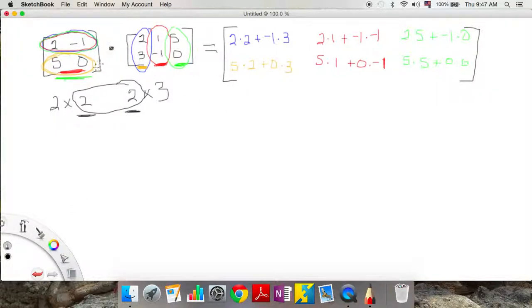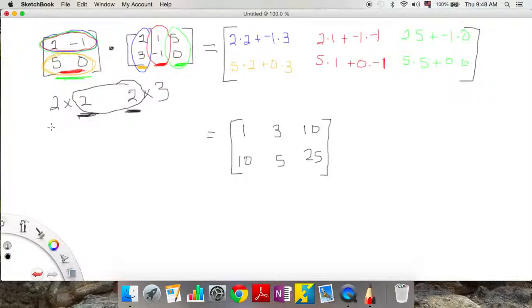So look this over, pause it, and make sure you see how I got each of these individual pieces when you multiply it. That's why these middle numbers have to be the same, because you're multiplying row times column to get your new row column entry. So once you have that, we have 4 minus 3 is 1, 2 plus 1 is 3. Make sure you're checking my math here. 10 plus 0 is 10. 10 plus 0 is 10. 5 plus 0 is 5. And 25 plus 0 is 25.